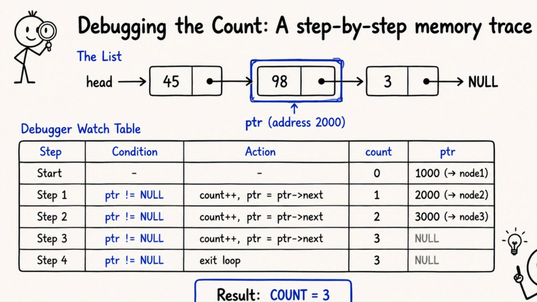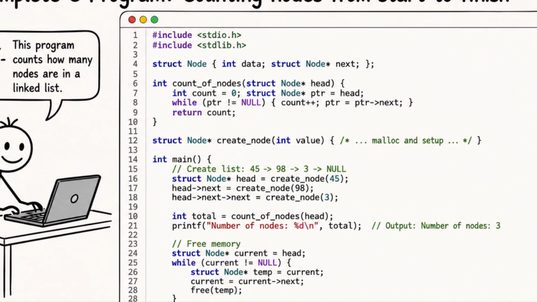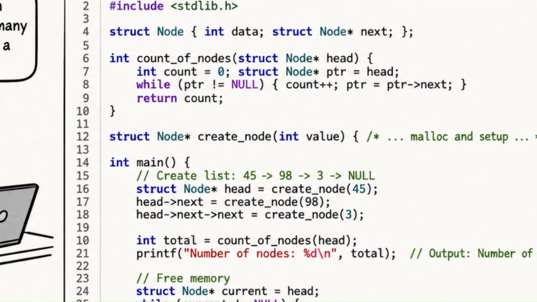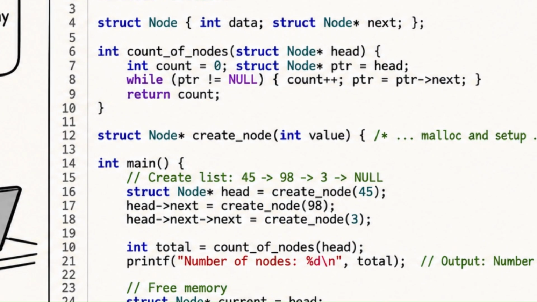The condition evaluates to false, the loop safely exits, and we're left with our final result, a count of 3. Let's zoom out and look at the complete C program from start to finish. Down in our main function, we first create our list: a node with 45, pointing to 98, pointing to 3, which then points to null. Next, we call our countNodes function, passing in the head, and we store that result in total. We then print the output, which proudly says number of nodes 3.